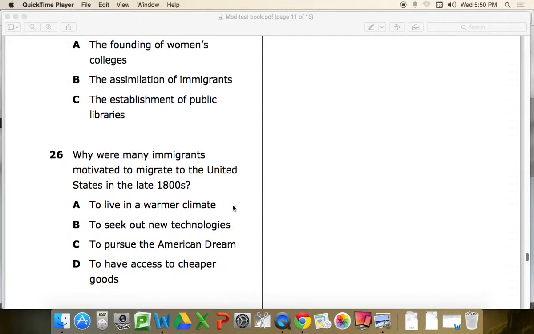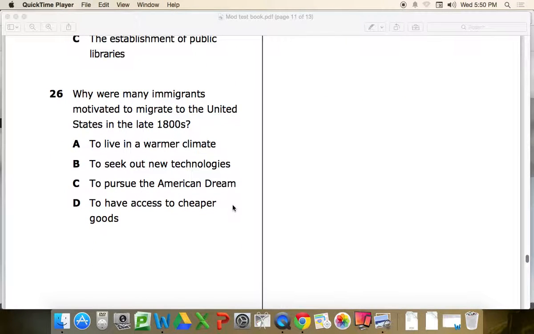The next one's 26. Why were immigrants motivated to migrate to the United States? It's the American dream, right? That's why people come to the United States. Obviously not to live in a warmer climate. Seek out new technologies and cheaper goods. Those are not reasons why people move and change countries.